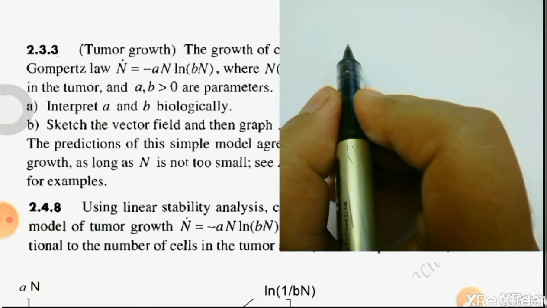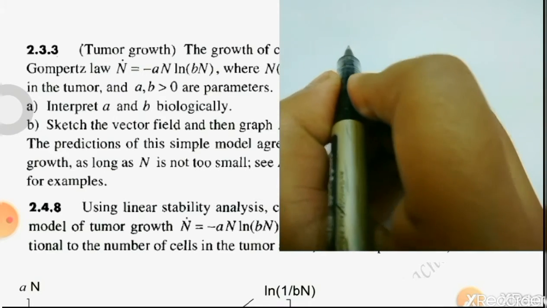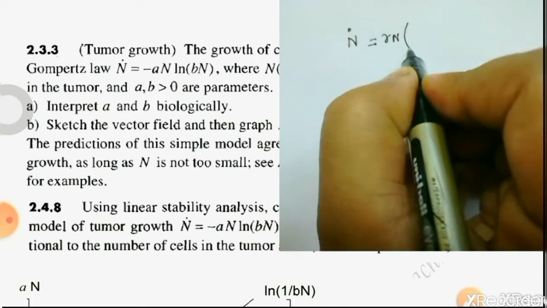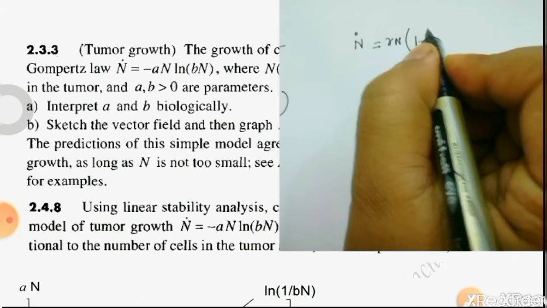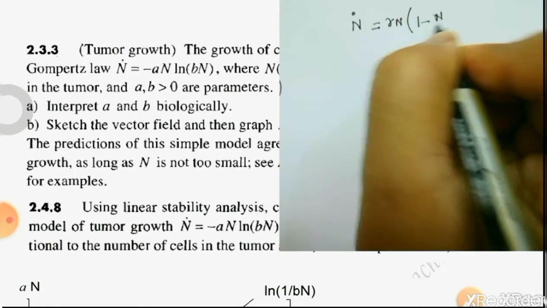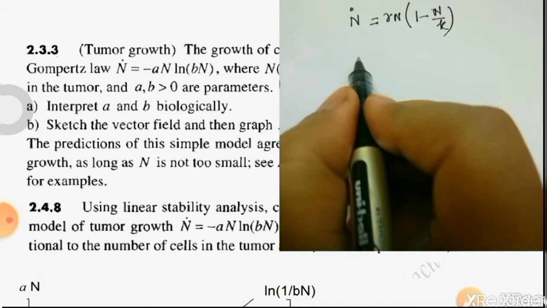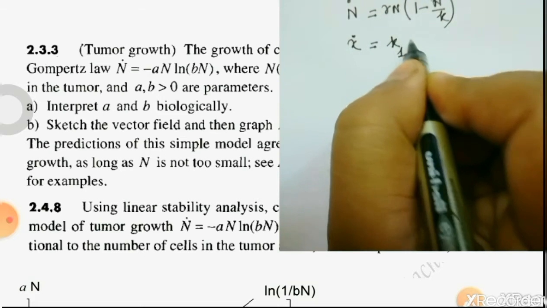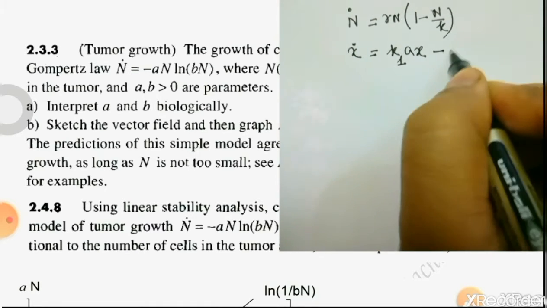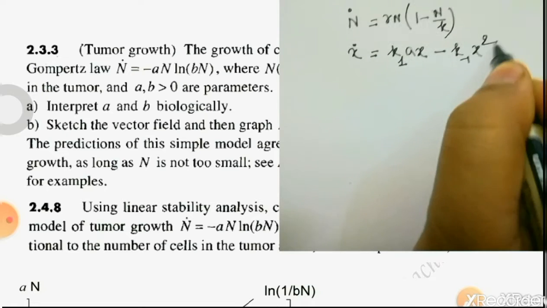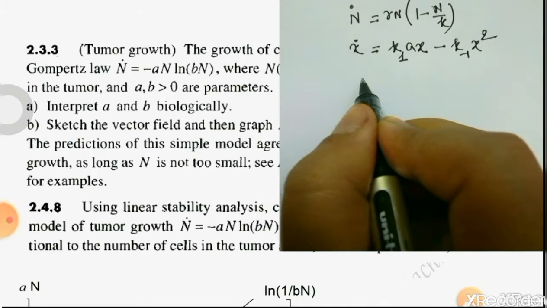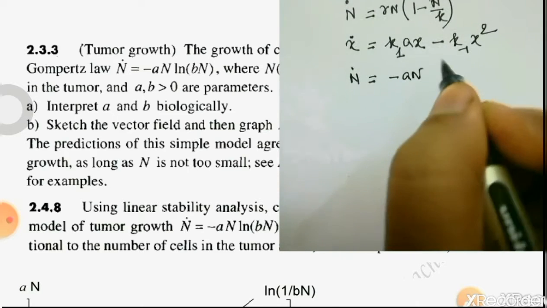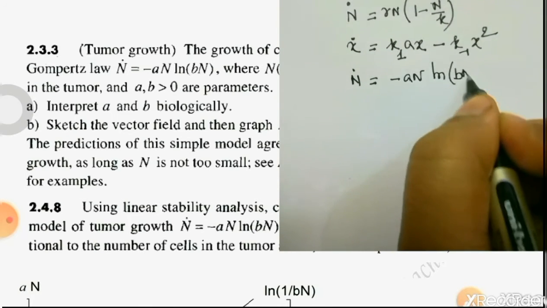Okay. So far, we have discussed two problems on one-dimensional flow. One is on population growth, that is the logistic growth of population model, where the logistic equation is n dot equals r n into 1 minus n by k, and another is the equation of autocatalysis, which is x dot is equal to k1 a x minus k minus 1 x square.